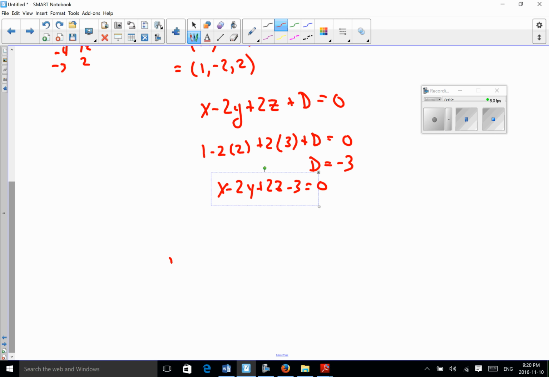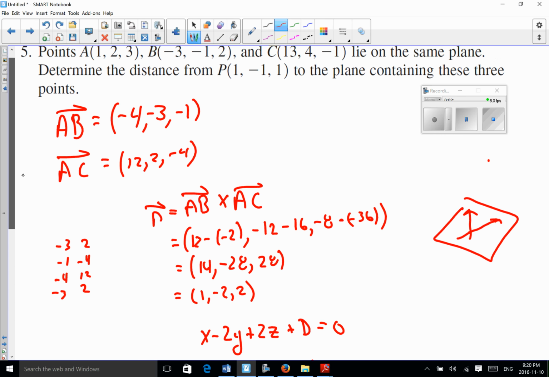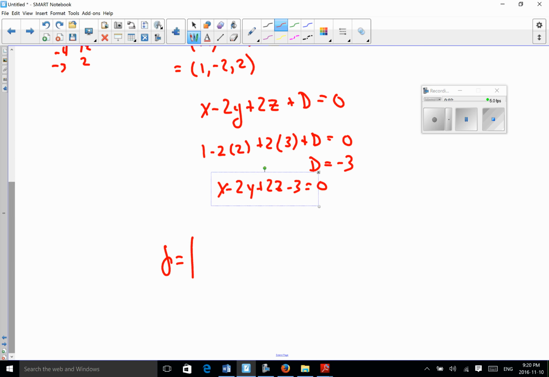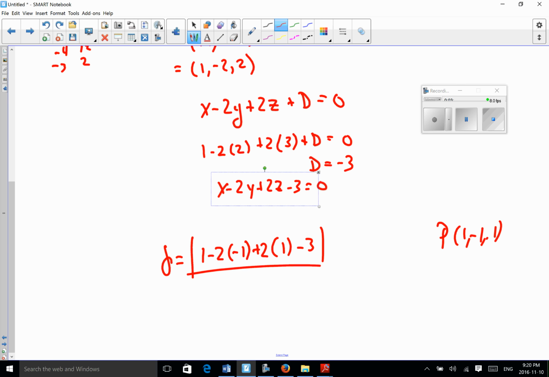Now I can do distance. My distance uses my Cartesian, the magnitude, which I take the absolute value of, and point P. So 1, -1, 1, I can write that down over here. P is 1, -1, 1. So I've got 1 minus 2 times -1, plus 2 times 1, minus 3, all over our normal magnitude, the square root of 1 squared plus -2 squared plus 2 squared.